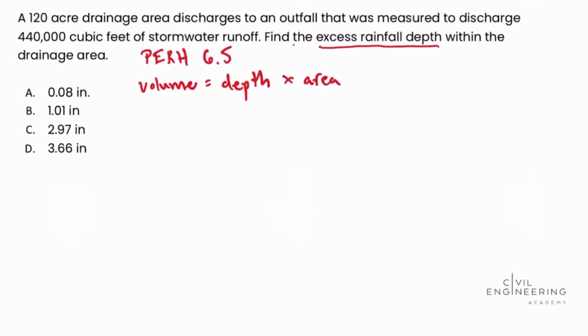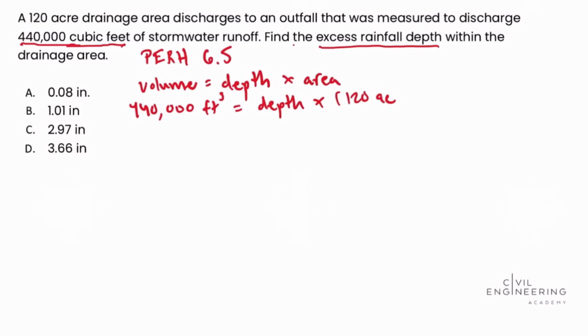So we're given 440,000 cubic feet is the discharge from the outfall. So cubic feet, those units are a measure of volume. So we can set our volume equal to 440,000 cubic feet. And we're asked to find the depth, so we'll set that equal to depth that will remain an unknown, and then we'll multiply the depth by the area, and the area we know is 120 acres.